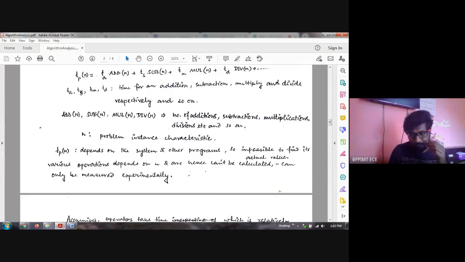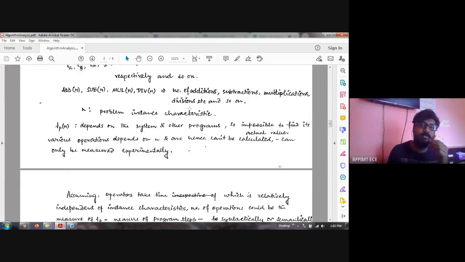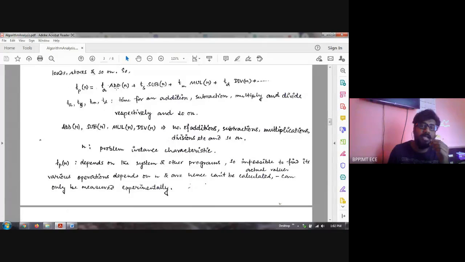So we can assume that they are equivalent. The time required for each of these operations is almost the same. So we may hypothetically assume that the time required for a single addition or a subtraction or a multiplication or a division or any other operation will take 1 unit of time.